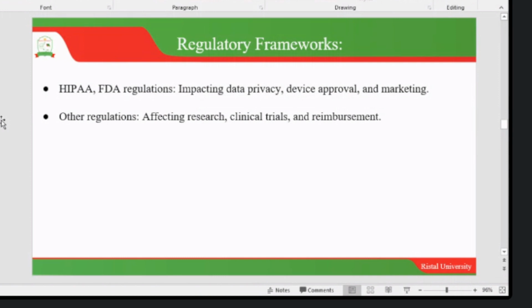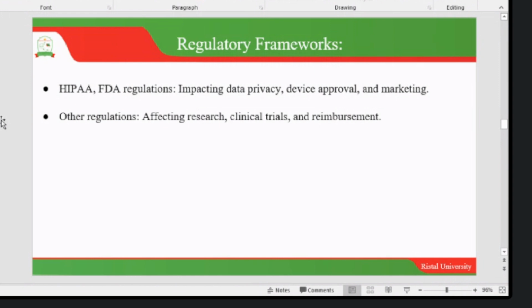For example, HIPAA, the Health Insurance Portability and Accountability Act that was passed in 1996. It is a US-based act that really protects the rights of patients against their information being shared by healthcare workers or in the healthcare setting without their consent. So such regulations are very essential, and they guide our practice as healthcare entrepreneurs.